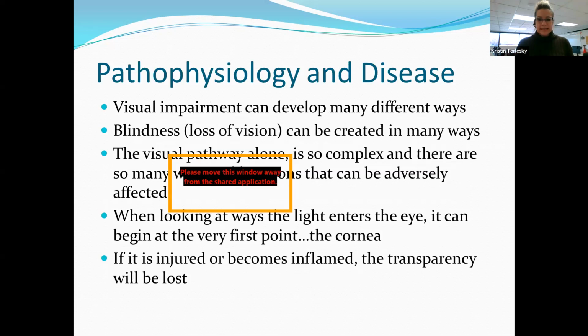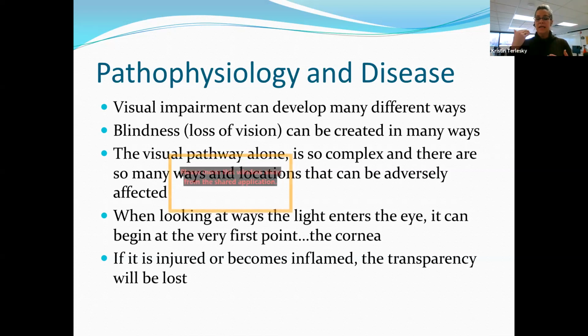We'll talk a little bit about diseases, and then we'll take a little breather here, and we'll start talking about the ear. So as far as visual impairment, lots of different things can cause visual impairment or blindness. The visual pathway alone is so complex. As you see, we were talking about it. There's lots of stuff that happens there, and tons of ways that it can affect the eye.